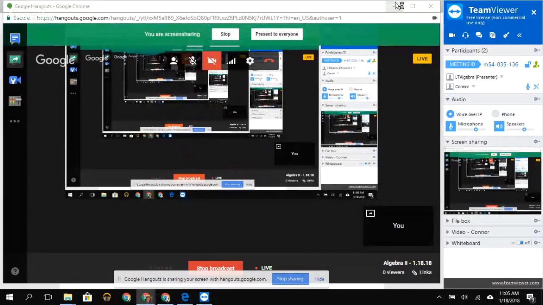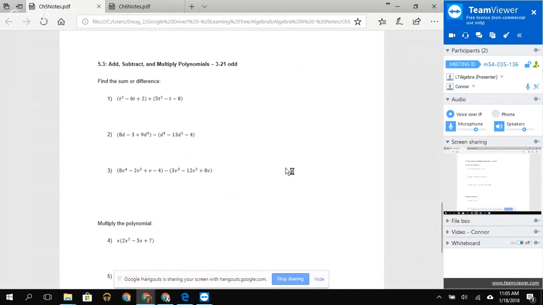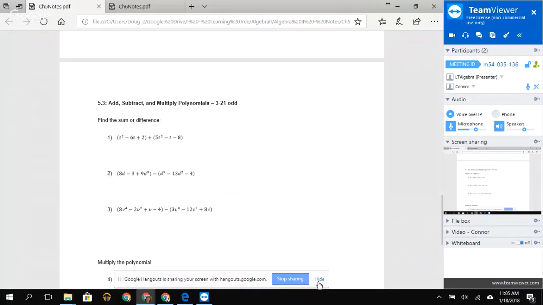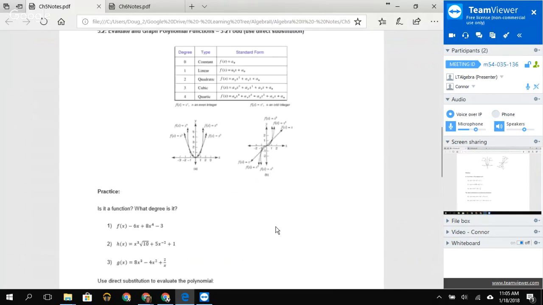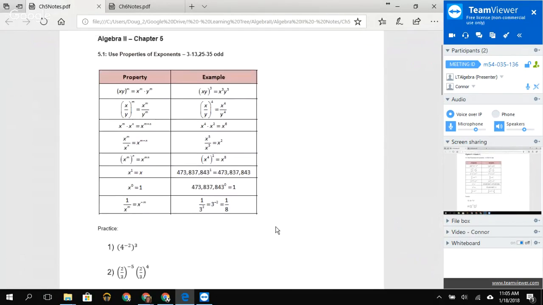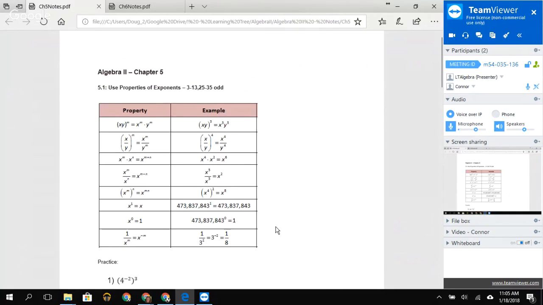Okay, there we go. All right, so last Thursday, we talked about properties of exponents. So how we can multiply terms with exponents, divide terms. What do we do if we have an exponent to an exponent? All that good stuff. So that was last week's recording.